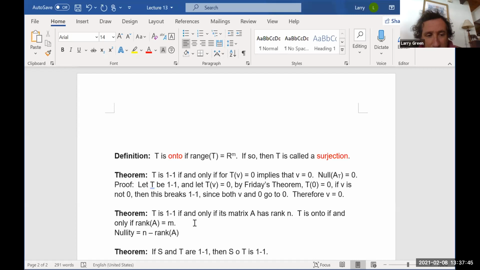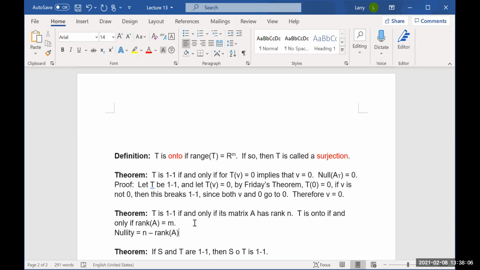All right, if I want the nullity to be 0, I better let rank of A be N from our equation from that theorem we had a while back. Okay. T is onto if and only if the rank of A equals M. Why must that be true? T is onto if the range of T is equal to R^m.